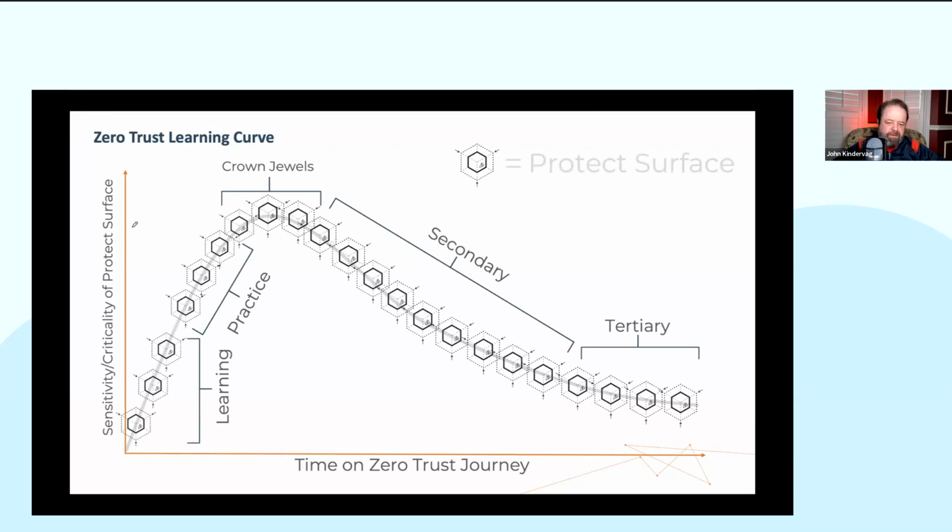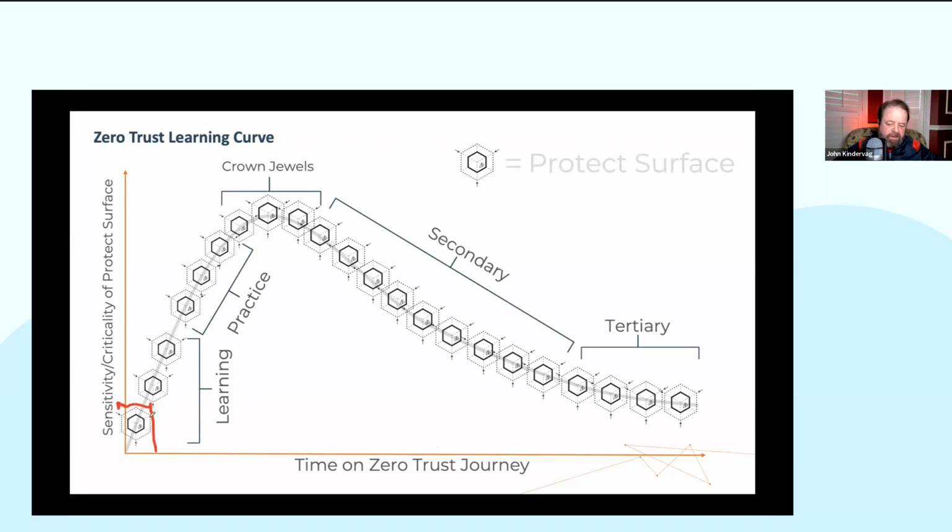I told a couple of stories that I don't normally do. Let's talk about where you start, right? So there's this thing called the learning curve, where I built this in the Pentagon, actually, for the military. We look at the sensitivity or criticality of the protect surface versus time, and we start with something that has low sensitivity.